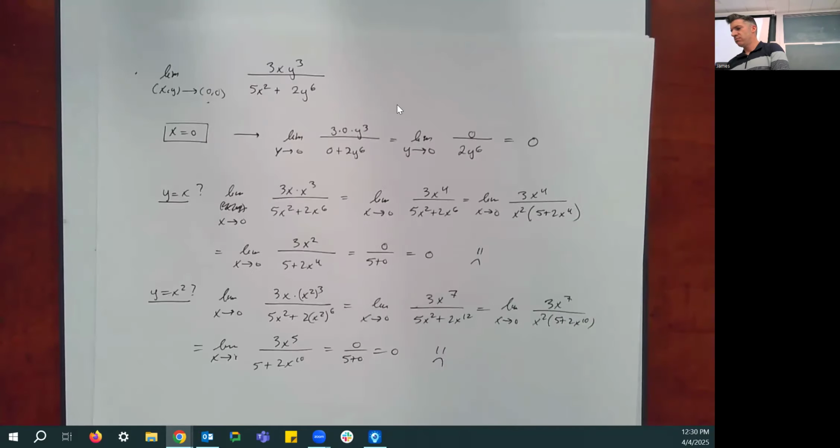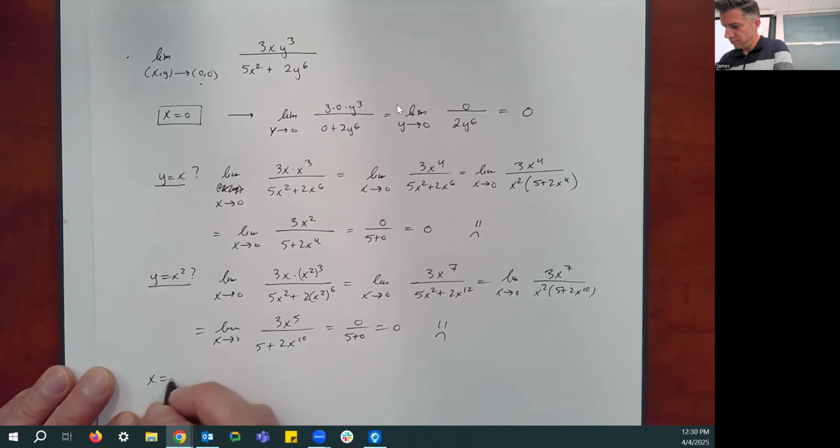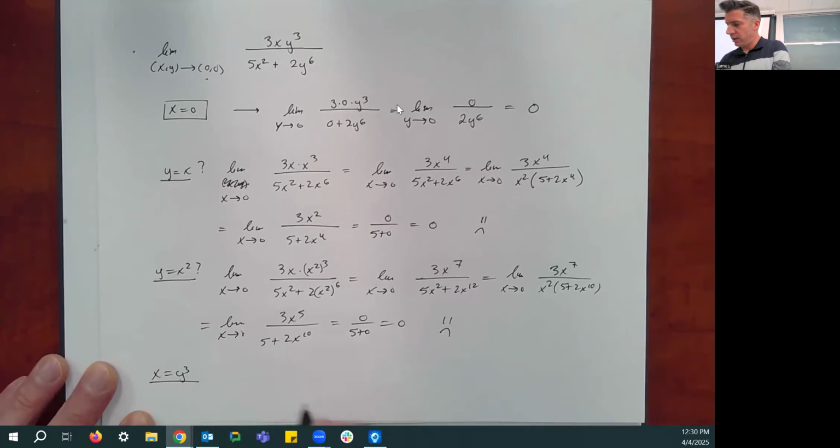Bummer. Anyone have any bright ideas? Put a y cubed. Try that. Try x equal to y cubed.